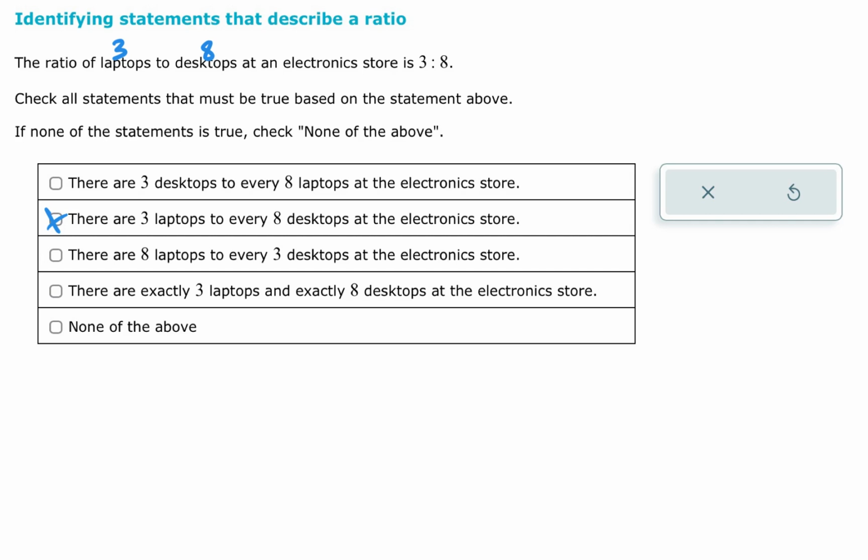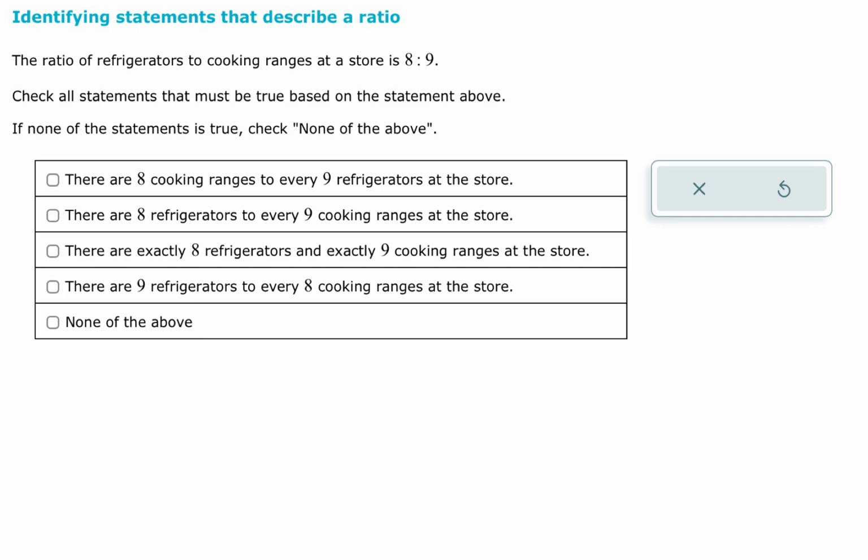And the next part says there are exactly 3 laptops and exactly 8 desktops. We don't know how many there are in the store. We only know the ratio. And one more example, ratio of refrigerators to cooking ranges at a store is 8 to 9. First example says there are 8 cooking ranges to every 9 refrigerators.